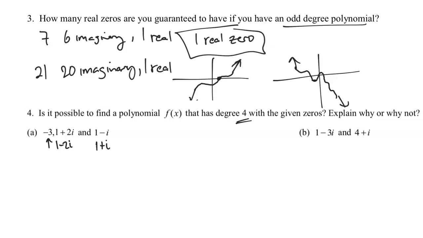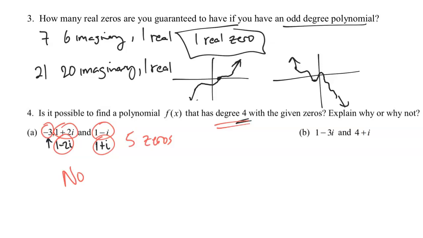Well, now count how many zeros we have. We have exactly 1, 2, 3, 4, 5 zeros. And can we have a polynomial with degree 4 that has 5 zeros? The answer to that is no, because remember, by the fundamental theorem of algebra, whatever the degree is, that has to equal the number of zeros. And so this guy is going to have at least 5 zeros, and therefore it cannot be a degree 4.